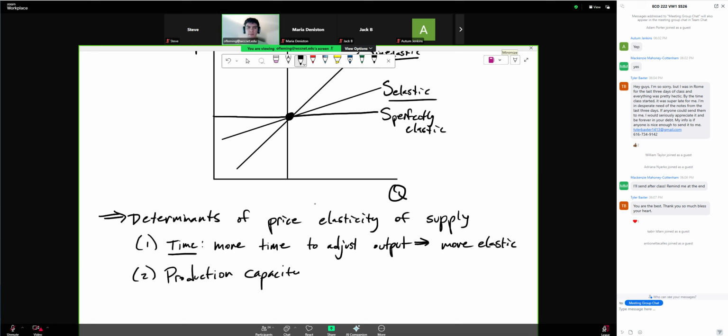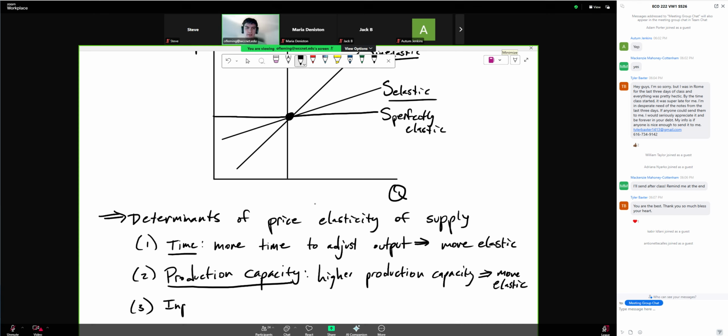Again, these are kind of lame. I'm not going to lie. Production capacity, basically, if a firm has more unused capacity, then when the price rises, they have a greater ability to expand output. Kind of makes sense, right? If a firm is already at capacity and the price goes up, they can't really expand output in the short run, at least. Capacity. Elastic. And last but least is input availability.